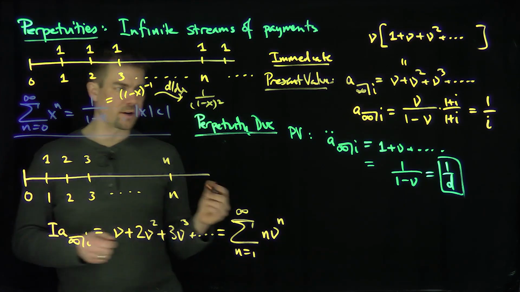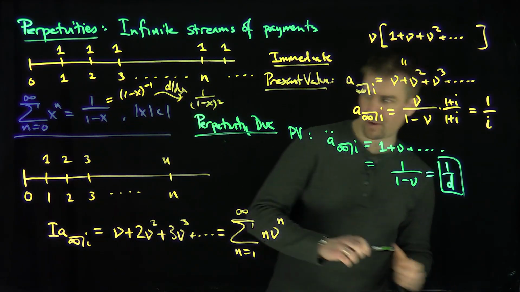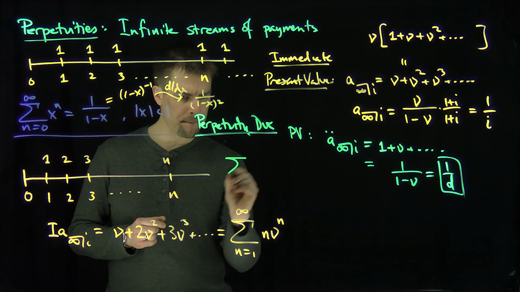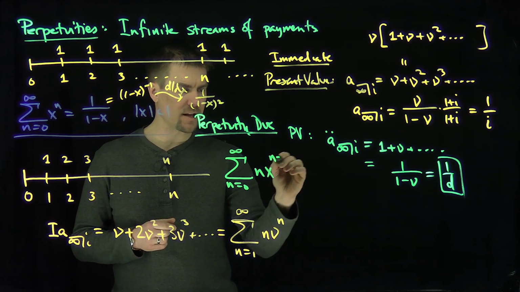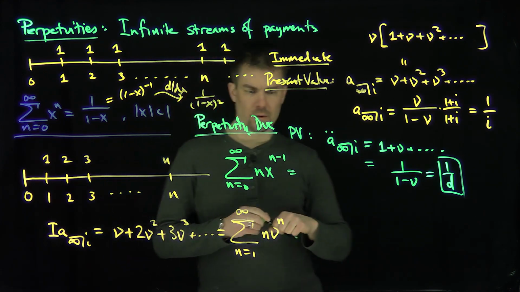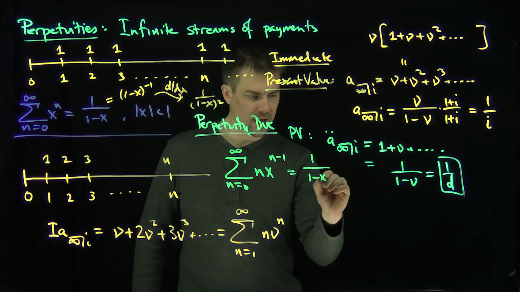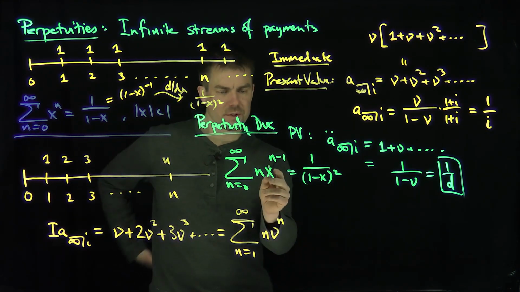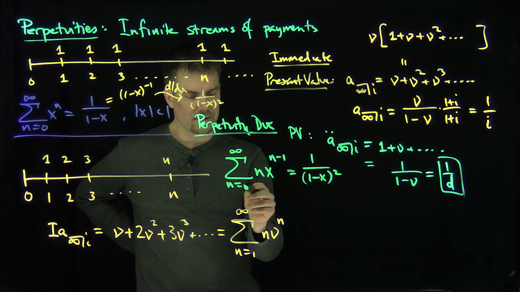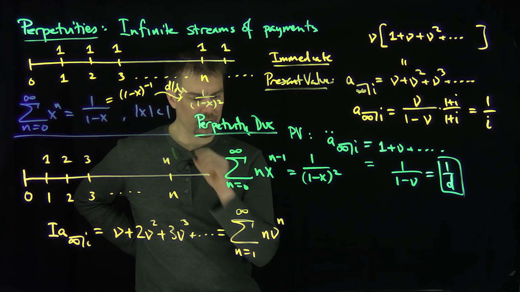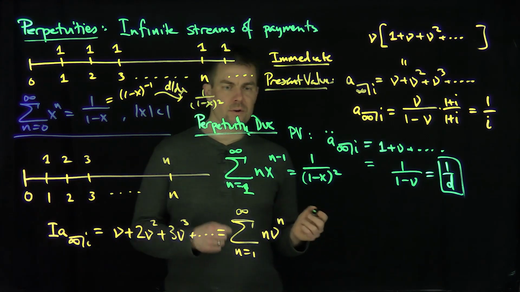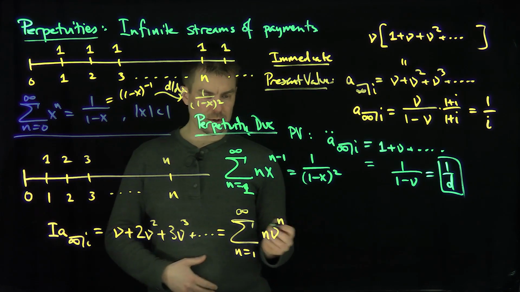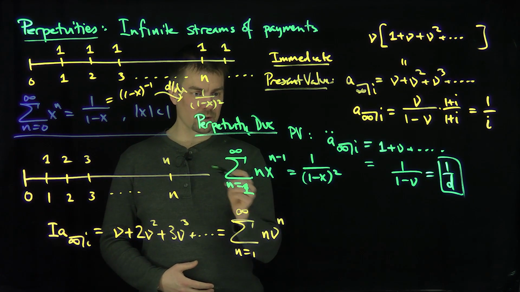So let's do the derivative of this series. What will the derivative of the series be? That will be the sum, n goes from 0 to infinity, of n x to the n minus 1. This will be equal to 1 over 1 minus x quantity squared. Of course, this sum really starts at 1 because I can't have a negative 1 over here. So I'm going to start this sum at 1, and then shift the index back down to 0.